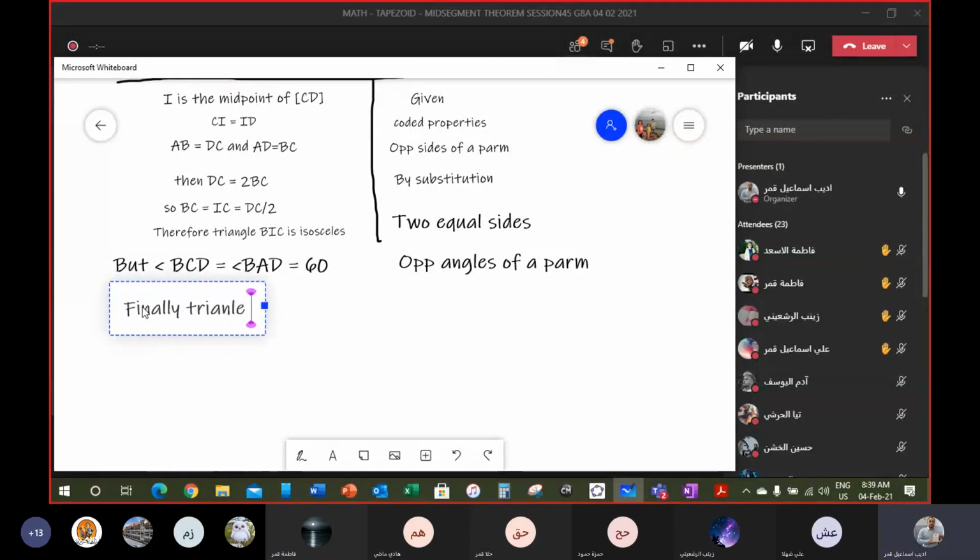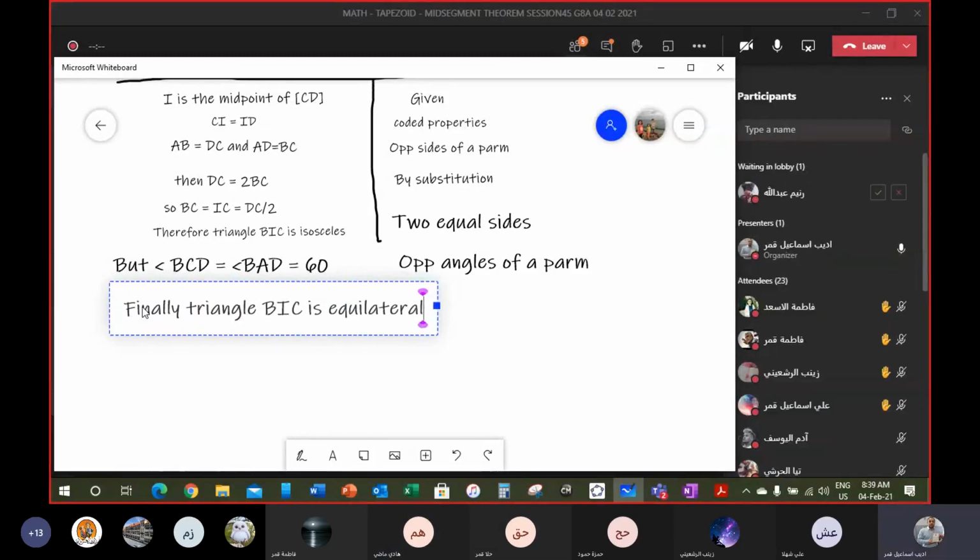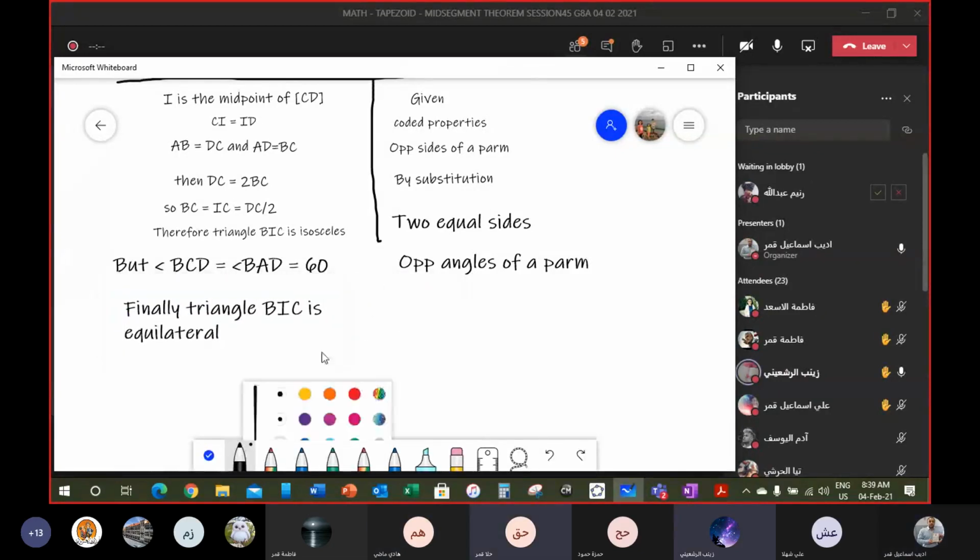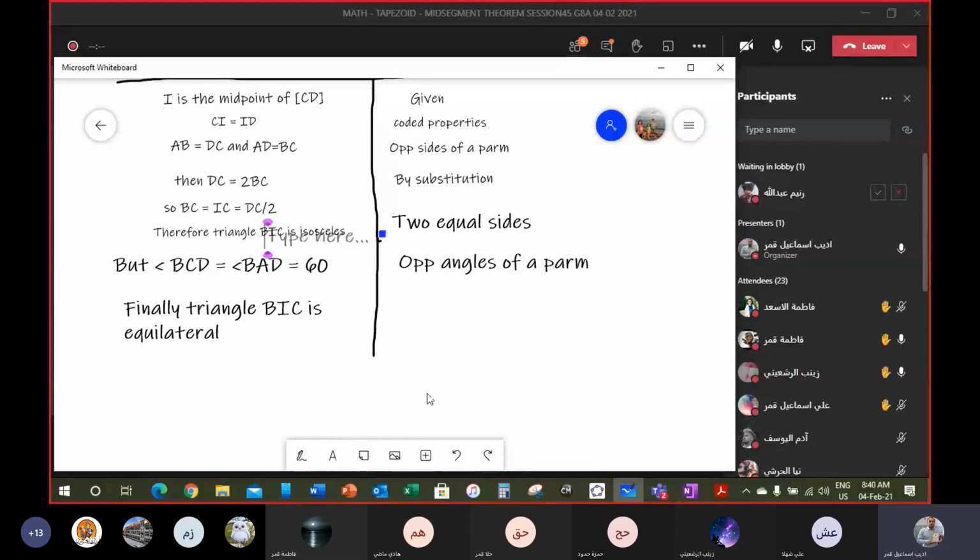Finally, triangle BIC is equilateral. شو بحط الريزن؟ BIC is equilateral. مش بس angle، إن هو صار isosceles plus angle equal 60 degrees. لأنه صار isosceles plus angle 60 degrees. لما بصير عندي isosceles triangle وعنده angle 60 degrees directly بصير شو؟ Equilateral triangle. اوكي؟ يعطيكم العافية.